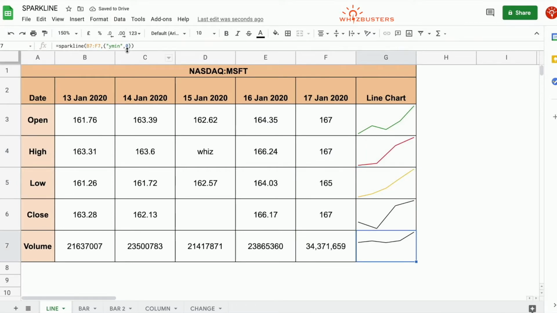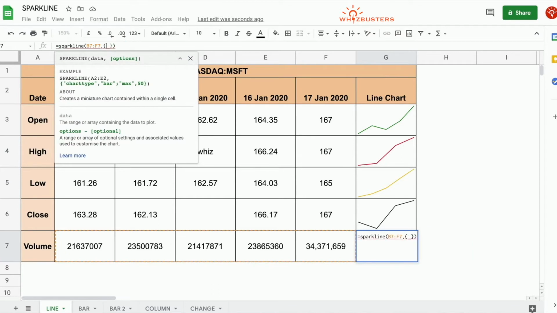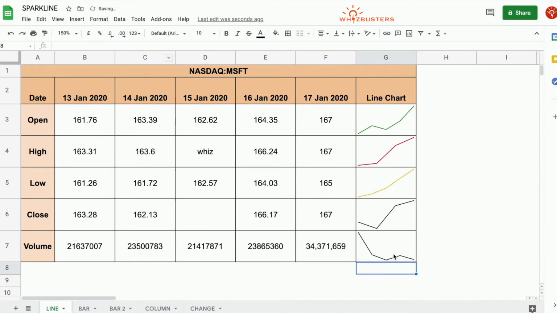So let's delete this and let's use RTL, and the value is true. And notice the graph flipped. This is because it is reading the values from right to left. If we type in false instead, then notice it's an upward trend where we read the value from left to right, that is from January 13th to January 15th.